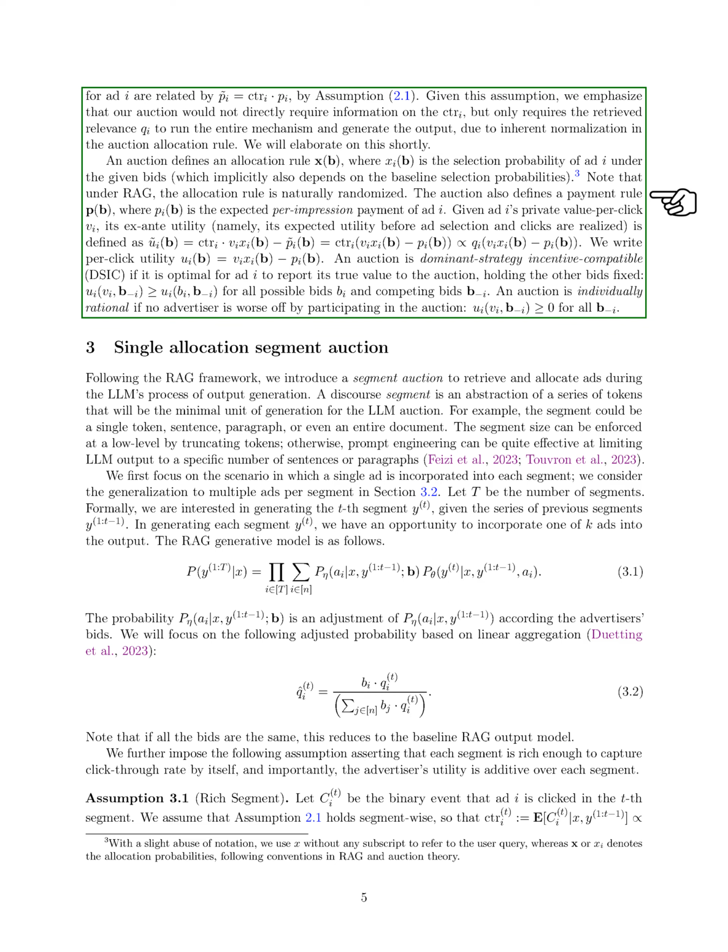An auction defines an allocation rule and a payment rule. The expected utility of an ad before ad selection and clicks are realized is defined. An auction is dominant strategy incentive compatible if it is optimal for an advertiser to report their true value to the auction. It is individually rational if no advertiser is worse off by participating in the auction.